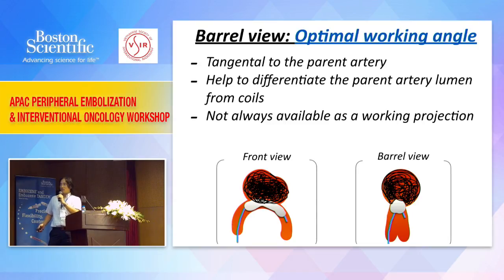It's a frontal view, and the barrel view is a view tangential to the balloon. In this working angle, we can differentiate the parent artery and the aneurysm lumen very clearly. In this figure, in the frontal view, the coil mass looks like it protrudes into the parent artery. However, in this barrel view, the coil mass doesn't protrude into the parent artery. So this is the best working angle.